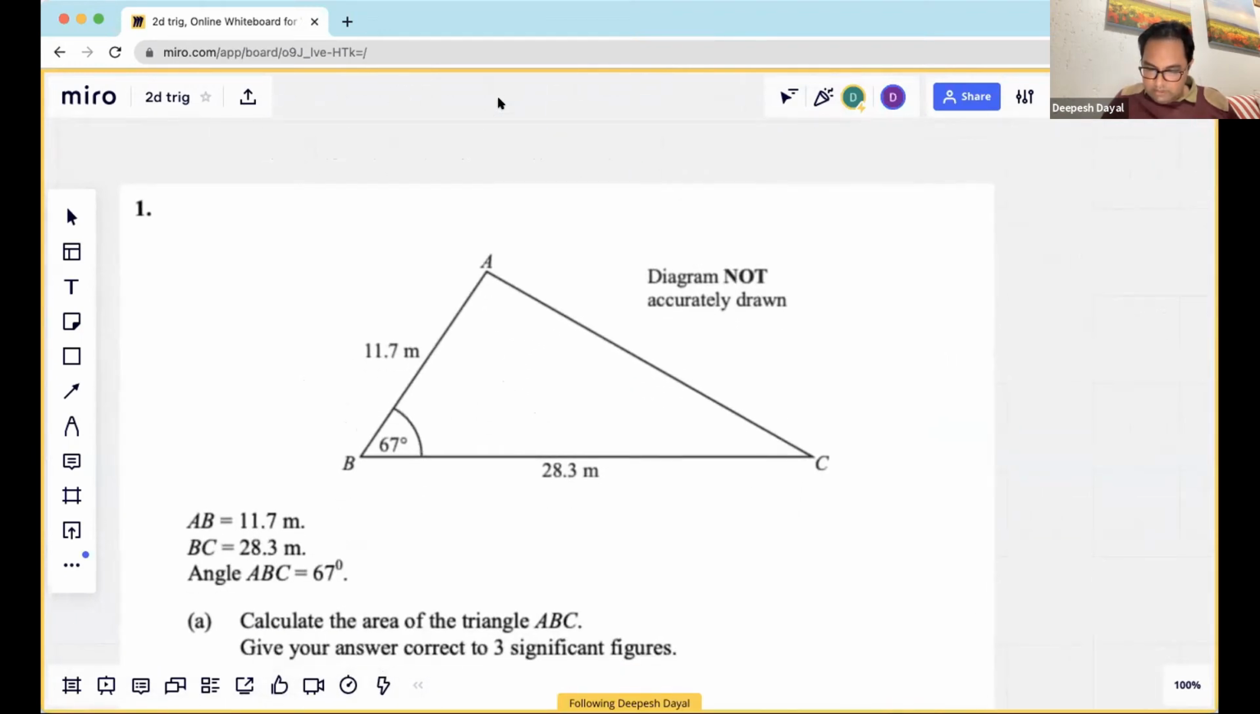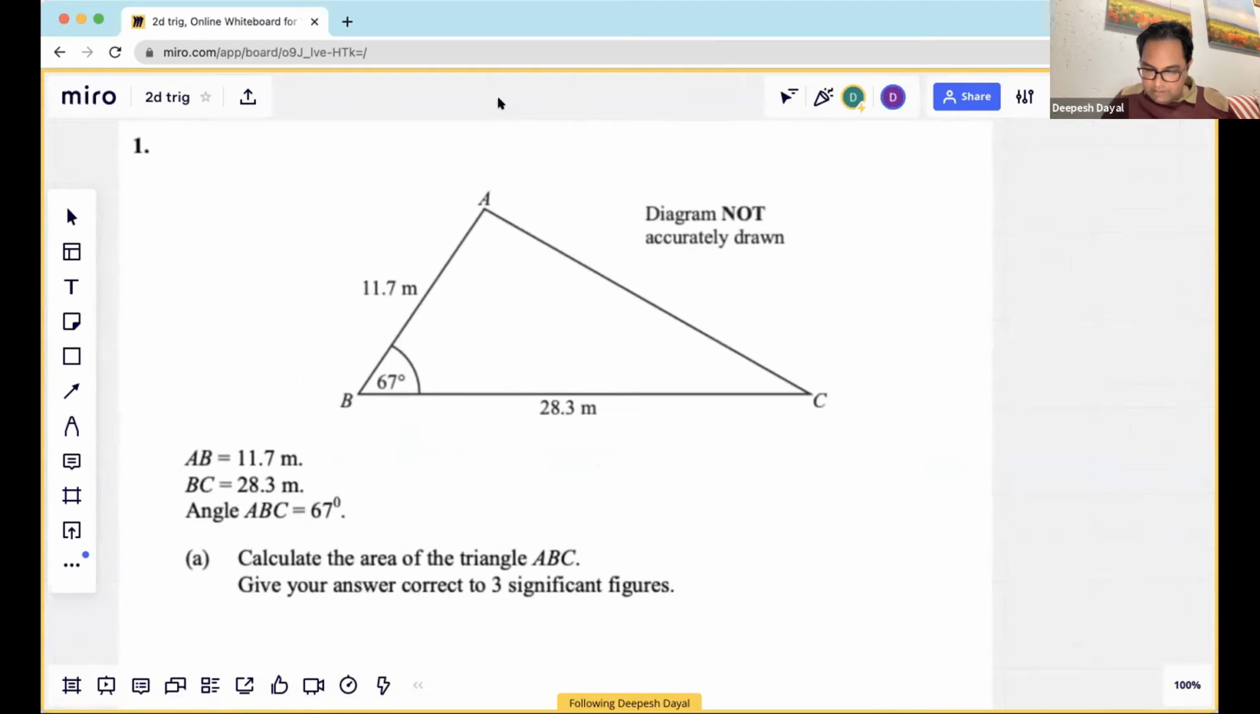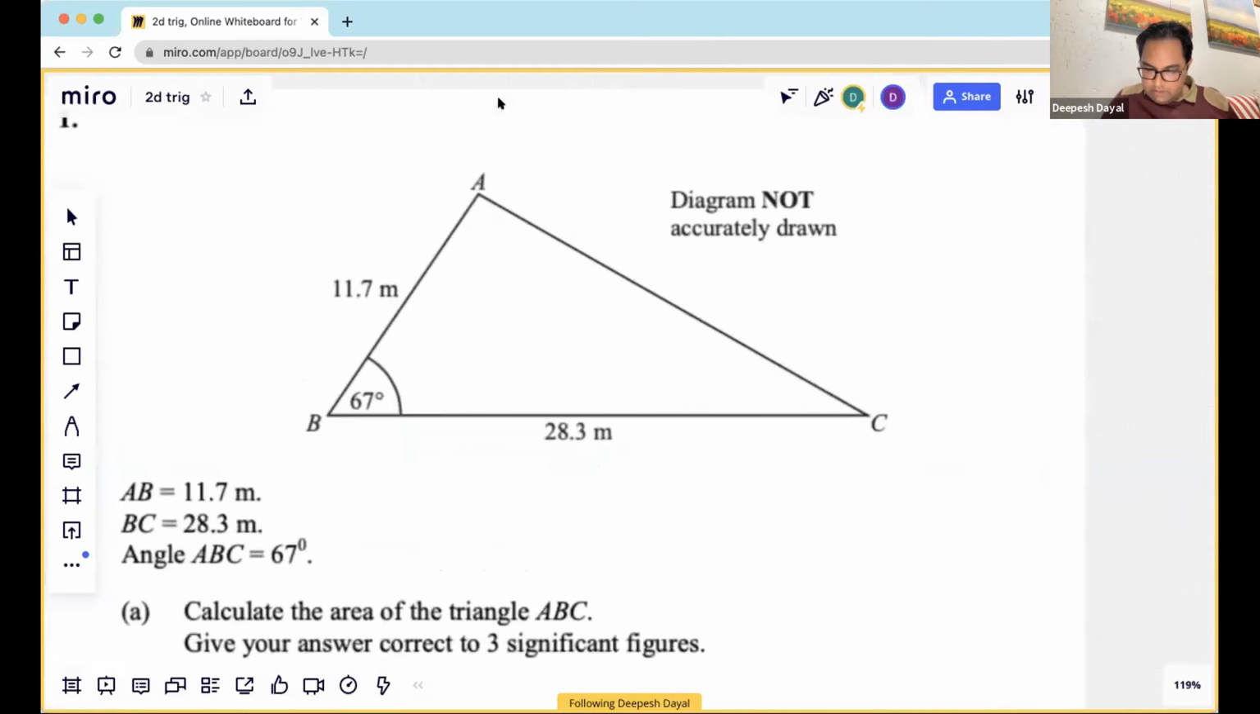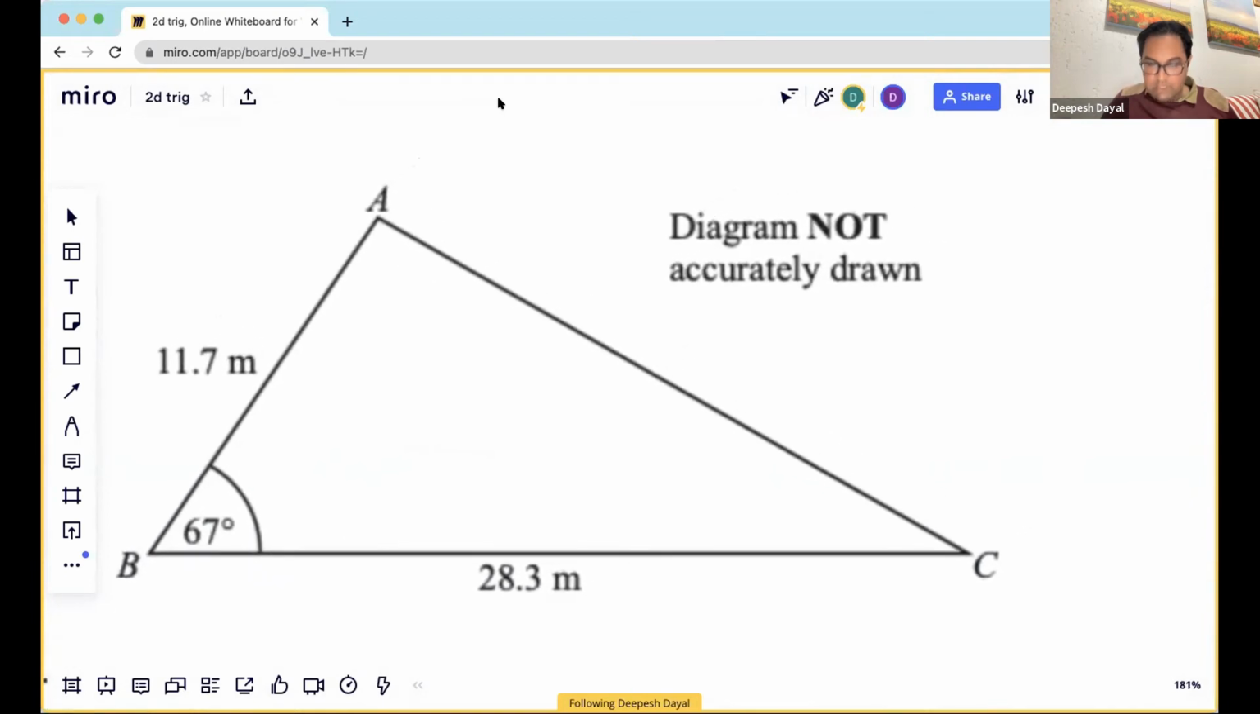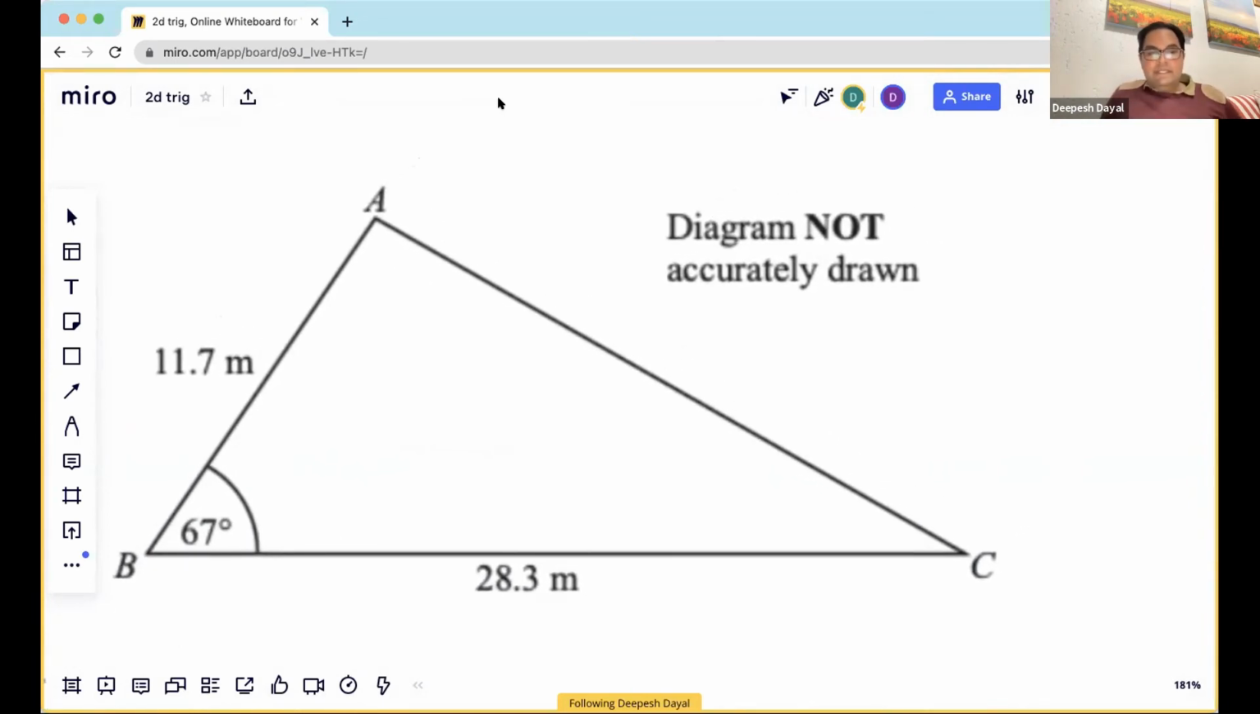Okay. So here's this triangle here, right? So I want us to focus on this triangle here. We've got 11.7, 28.3, and we've got 67. So we've got two sides with an angle, and they want us to find AC. The question wants us to find the side AC here.